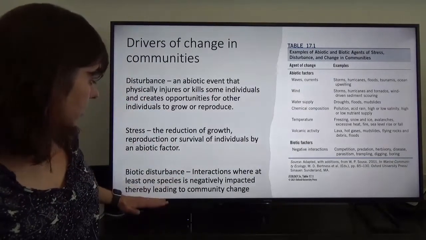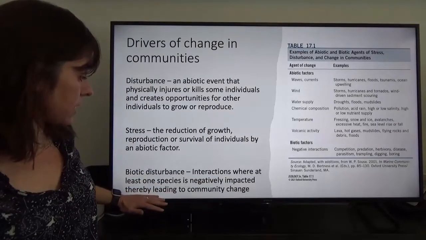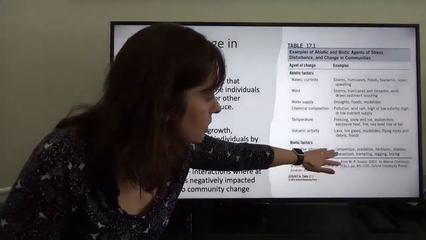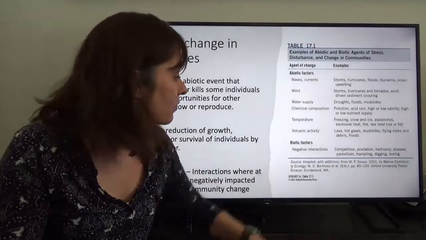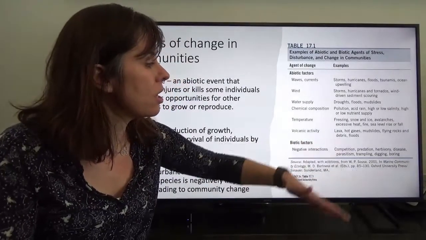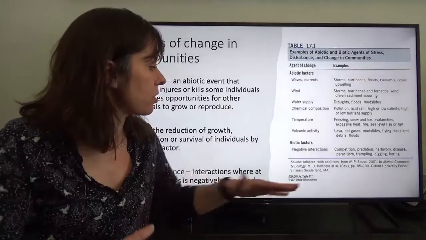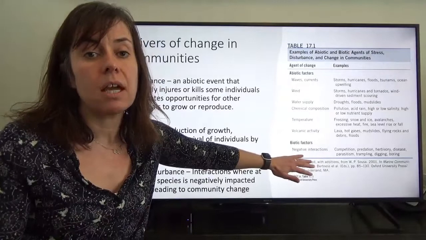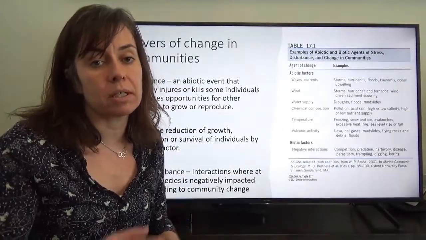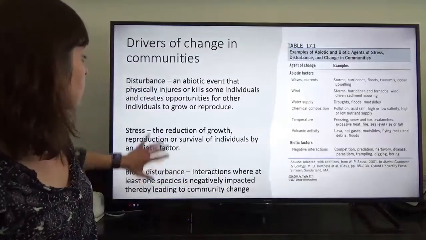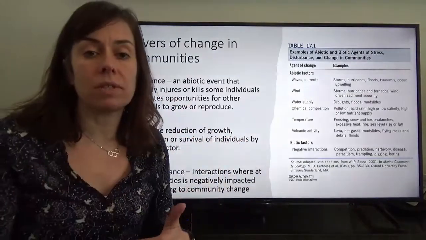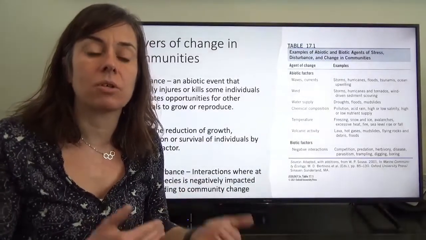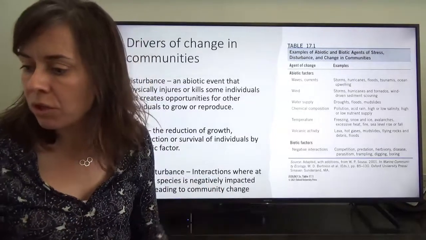And finally, biotic disturbances, so interactions where at least one species is negatively impacted, thereby leading to community change. And we have these various negative interactions that we learned about in the last few lectures: competition, predation, herbivory, disease. There's any number of biotic factors that can negatively impact certain parts of the community and alter the trajectory of that community, okay? And so we have biotic disturbances, we have abiotic disturbances. All of these things can modify the path of succession, can result in community compositional changes through time.